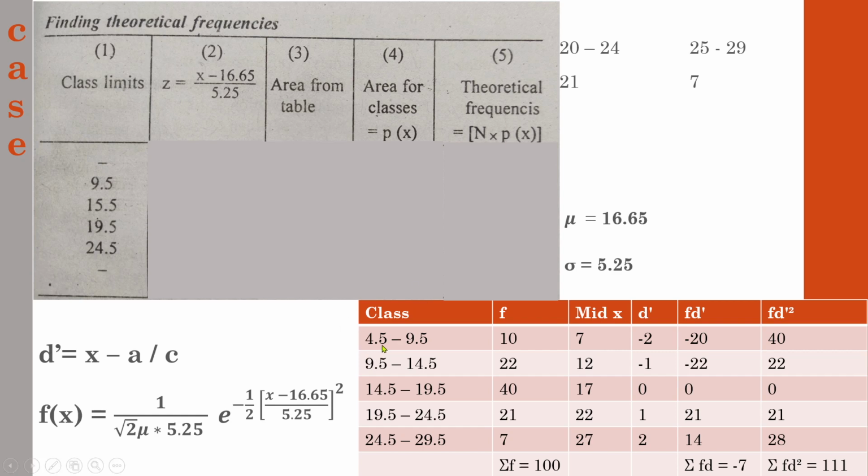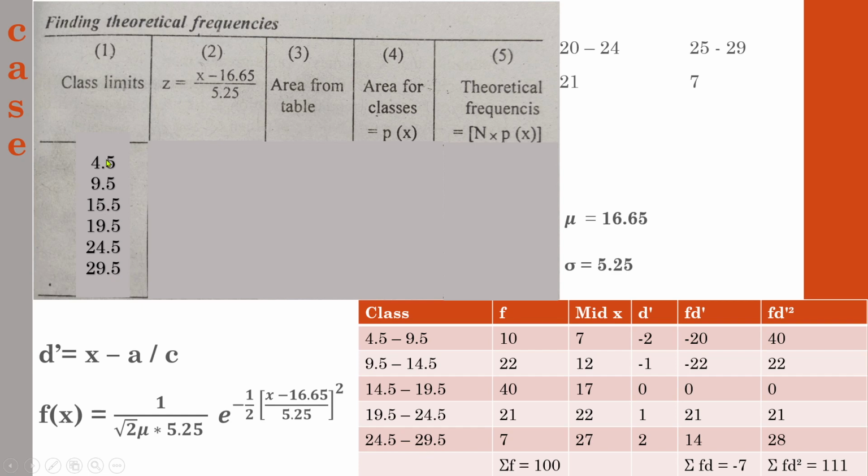I hope you all know the class limits. Class 1 is 4.5 to 9.5, then 9.5, like that it will go till 29.5. So we will write it just like this, almost similar. See, 4.5. Let us begin with 4.5, and remember it will end with 29.5. That is the last number.